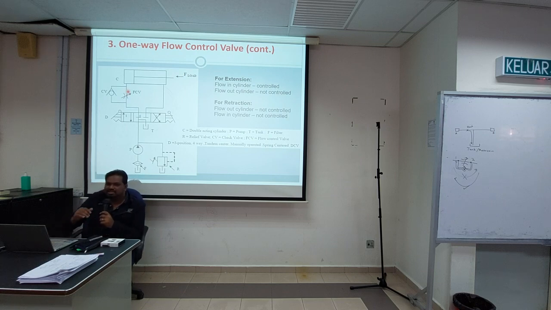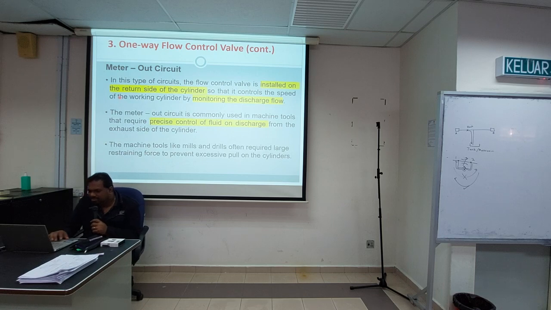So if your application needs control of the cylinder when it extends, then you can use this meter in method. Okay, in order to do that, place your one way flow control valve before your cylinder extend port. Okay, then meter out circuit.